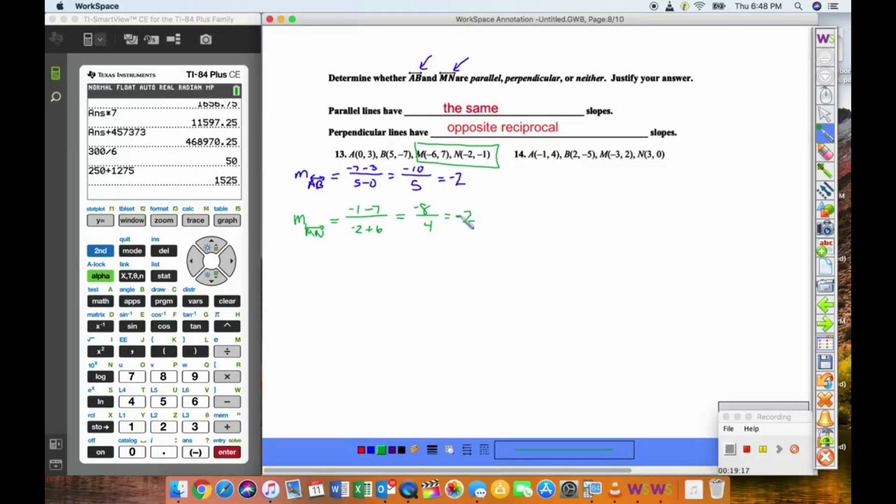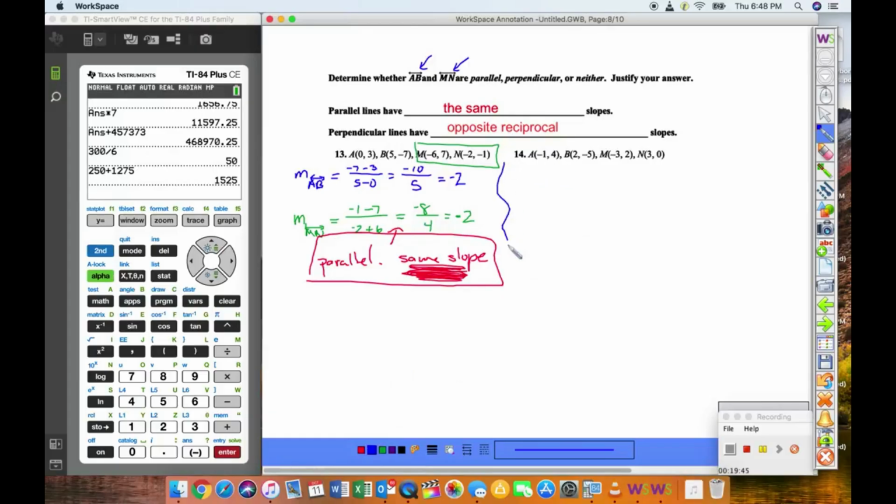So are these lines parallel, perpendicular, or neither? Being as how those are the same, they're parallel. Justify your answer in two words: same slope. That's all you have to do. You have to tell me that they're the same slope. That's how you know they're parallel. The work is our justification. Those lines are parallel because they have the same slope.